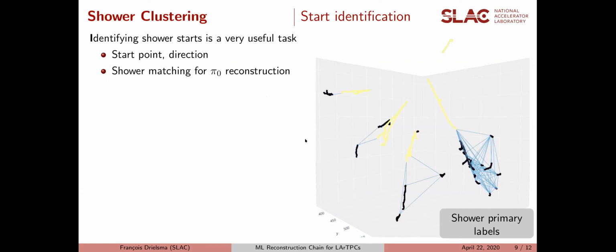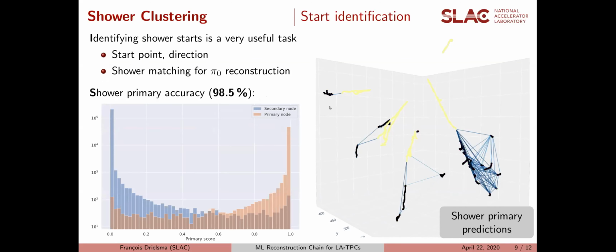For the node prediction task, which is trying to predict the initiator of a shower, this is actually quite useful for us because it gives us essentially the start point and the direction of a shower, which is useful for instance in pi-0 reconstruction. And here on the left-hand side, I'm showing you this primary score for primary nodes, for true primary nodes in the orange. So you can see the score is close to 1. And for secondary nodes in the blue, you can see the score is close to 0. Typically, if you take all the predicted groups and you look at the most likely primary nodes, the network gets it right at 98.5% of the time.